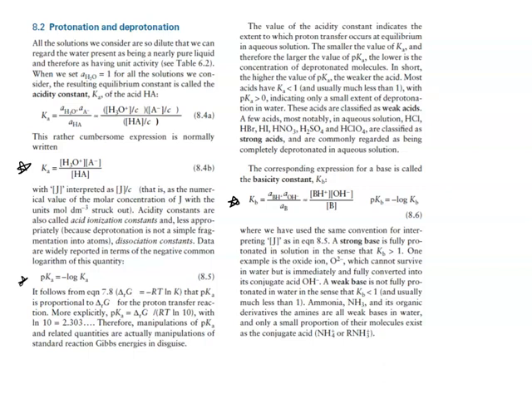A strong base is fully protonated in solution in the sense that K sub B is greater than 1. One example is the oxide ion O2-, which cannot survive in water but is immediately and fully converted into the conjugate acid hydroxide anion. A weak base is not fully protonated in water in the sense that K sub B is less than 1 and usually much less than 1. Ammonia and its organic derivatives, the amines, are all weak bases in water, and only a small proportion of their molecules exist in conjugate acid form.